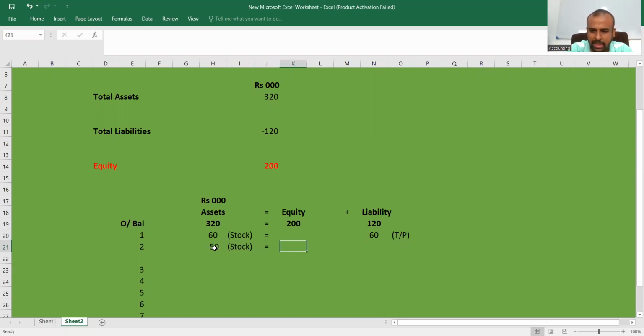That you recognize as an expense. What is the name of the expense? Cost of sales. You sold 50,000 worth of inventory. When you sell 50,000 worth of inventory, your stock balance reduces by 50, and that amount you recognize as an expenditure.